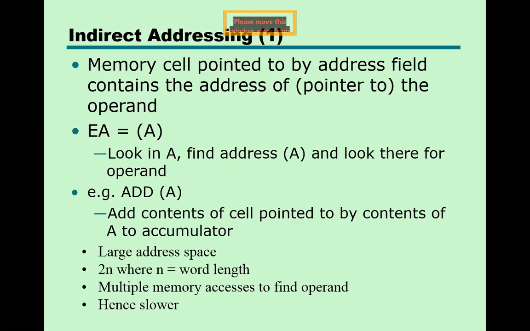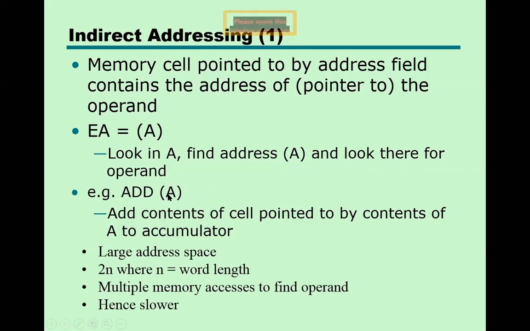The memory cell pointed to by the address field contains the address of the pointer to the operand. So first you point to the memory cell, and from the memory cell you again point to the operand. So the effective address is equal to (A), because it is indirect. Look in A, find the address of the operand, and look there for the operand. In this way, we are looking for the operand.